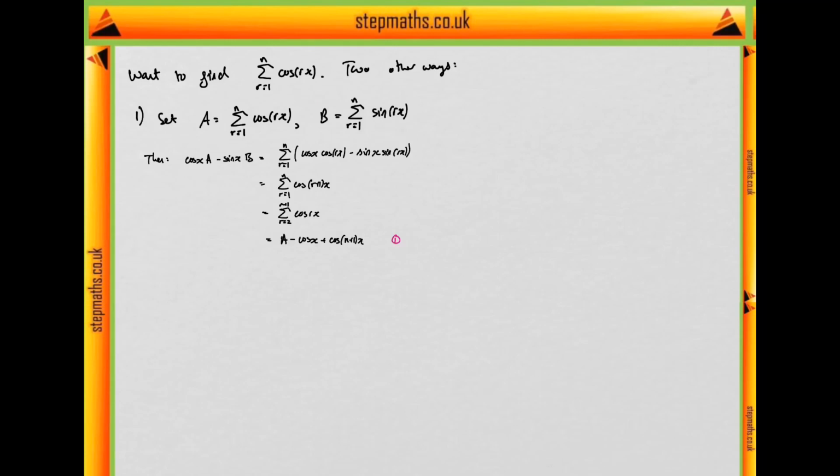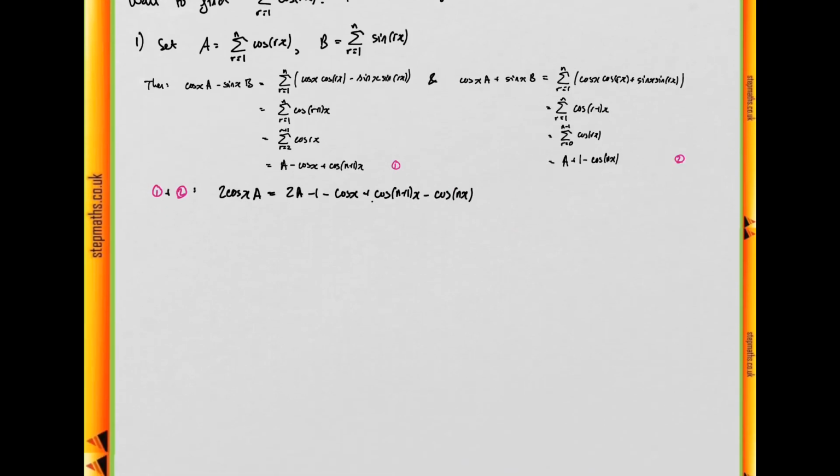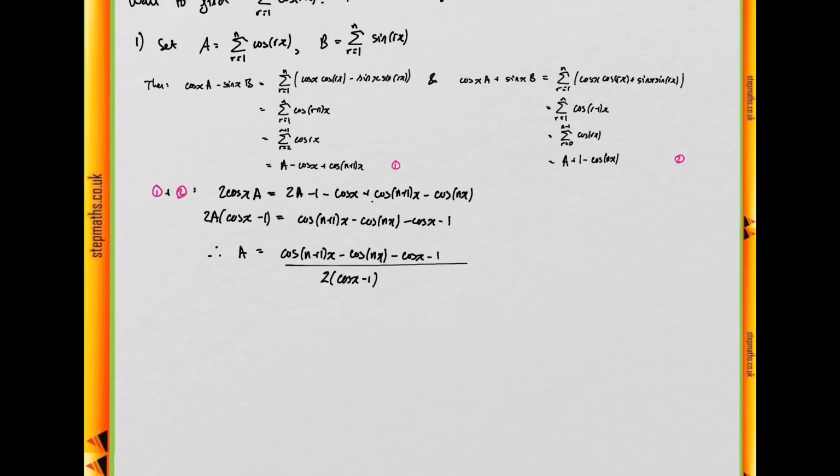Then if we consider a cos of x plus b sine of x, we get this. Again, using our addition formulae, we have this, which can be manipulated, again, to give us something in terms of a. So then if we call this 2 and this one 1, if we add them together, we can obtain this here, which rearranges to give us this. And then you're going to need to do some algebra to put this in the form of the question, but this method works.